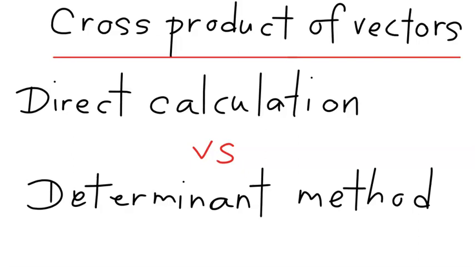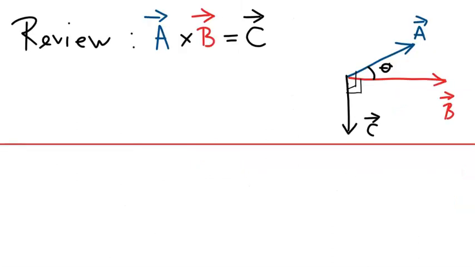In this video, we want to compare the two methods of evaluating cross product of two vectors. The first method is direct calculation from the definition of cross product itself. And method number two is the determinant method. To begin, let's first review the cross product of two vectors.